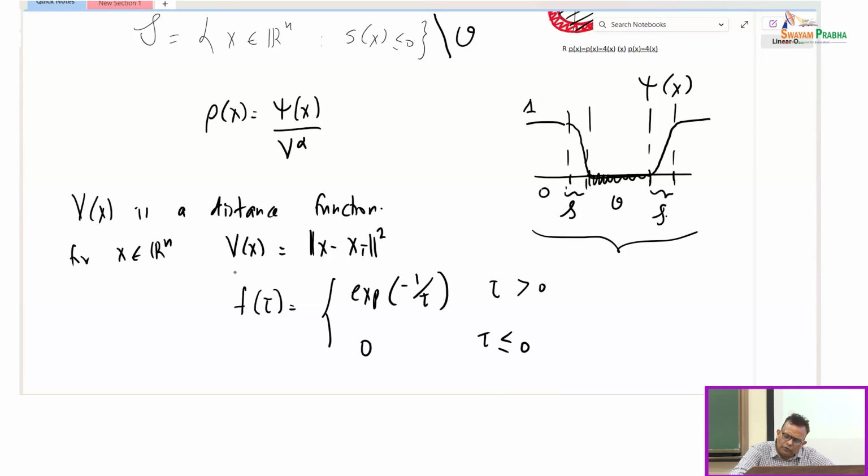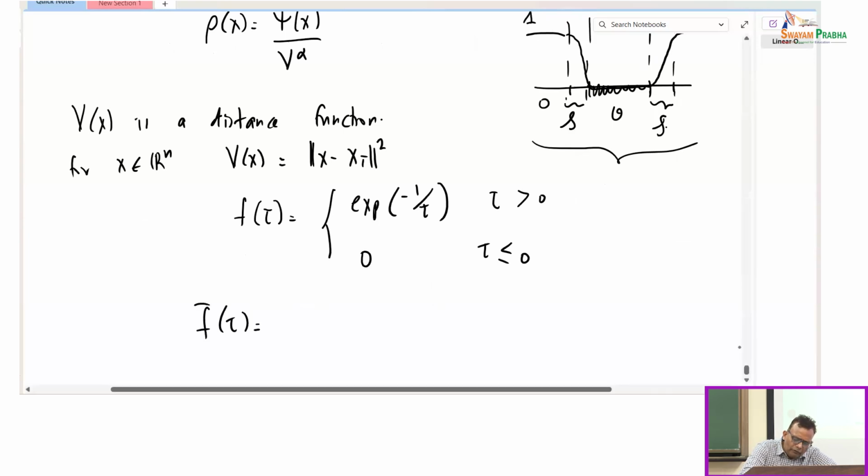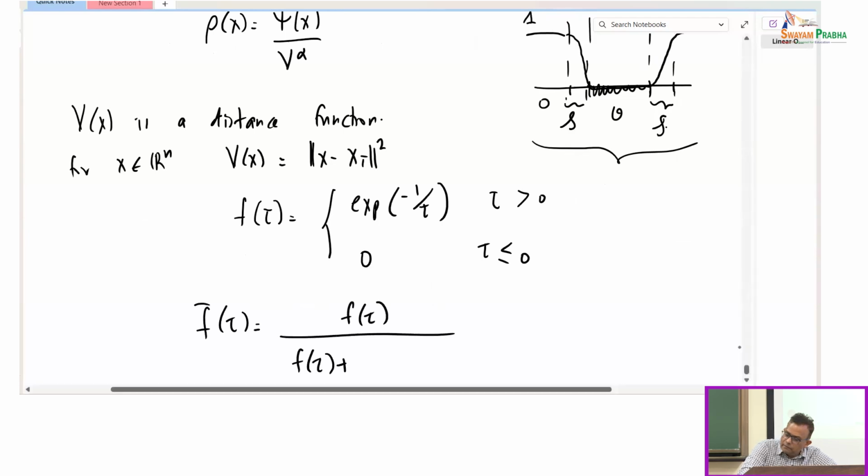So using this f of tau, one can define another function called f bar of tau, which is given by f of tau divided by f of tau plus f of 1 minus tau.